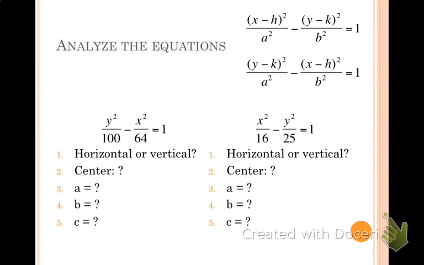So I'm going to give you a second to try to analyze these two equations. Similar questions to what you were asked for the parabola. Is it horizontal or vertical? Where's the center? And then I just want you to give me the a, b, and c values. That's the necessary information to be able to graph.